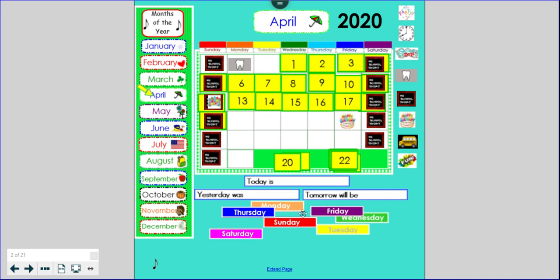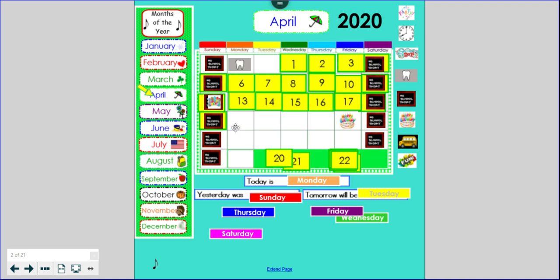Today starts like the letter M. Monday. Tomorrow starts like the letter T. Tuesday. You got it. And yesterday was Sunday. Great job, friends. And right now we know that it is the month of April and it's the season spring. That's right. Great job, friends. It is the season of spring. So today is Monday, April the 20th.